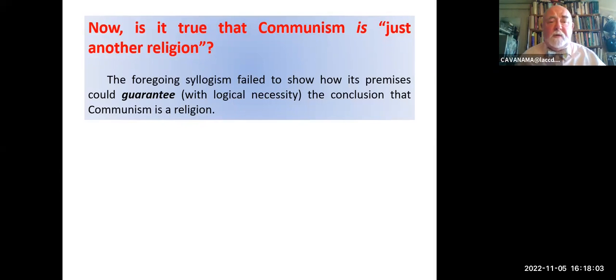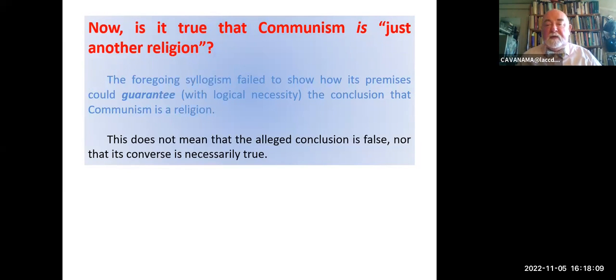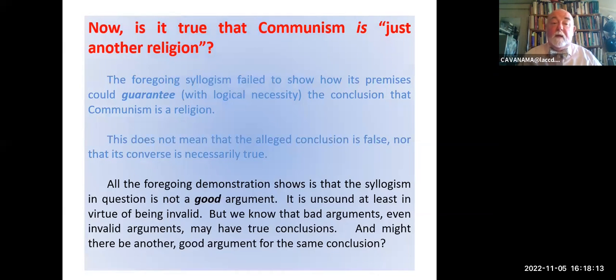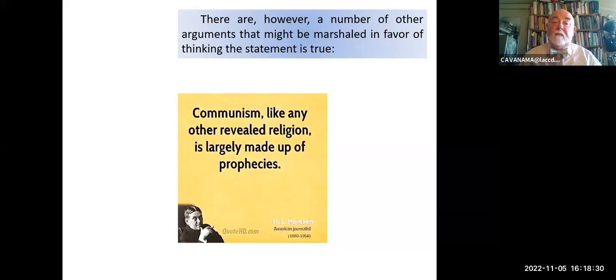Now, is it true that communism is just another religion? Well, the foregoing syllogism failed to show how its premises could guarantee the conclusion with logical necessity. That doesn't mean the conclusion is false. Doesn't mean the converse is necessarily true. All it shows is that the syllogism itself is not a good argument. It's unsound, at least in virtue of being invalid. But we know that bad arguments, even invalid arguments, might have true conclusions. Might there be another argument, a good argument for the same conclusion?